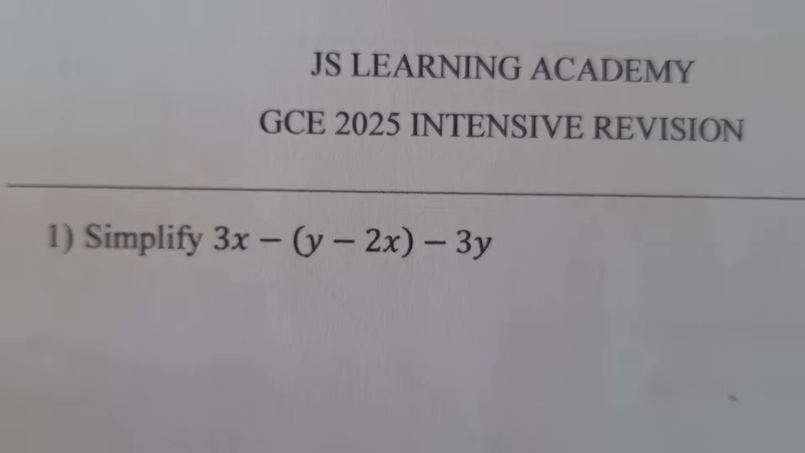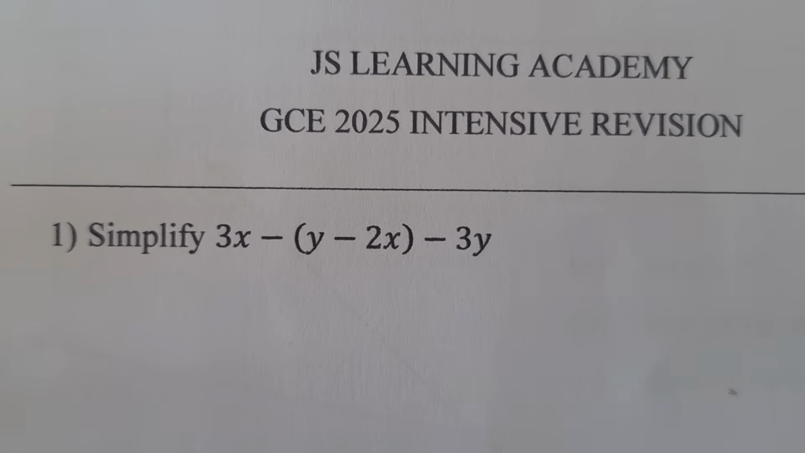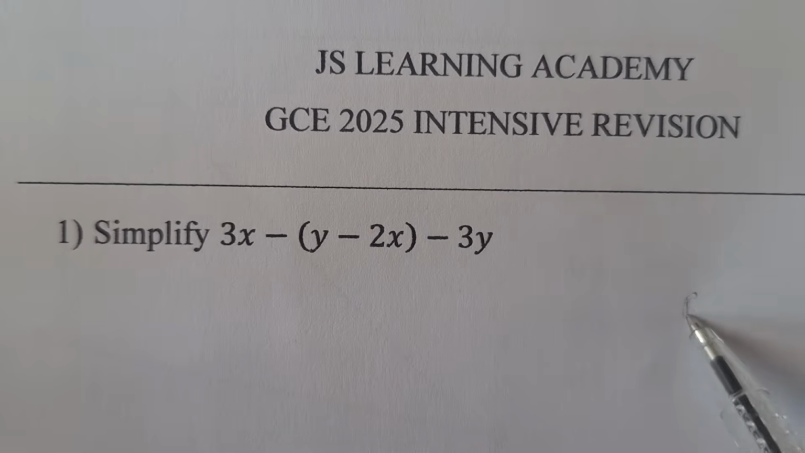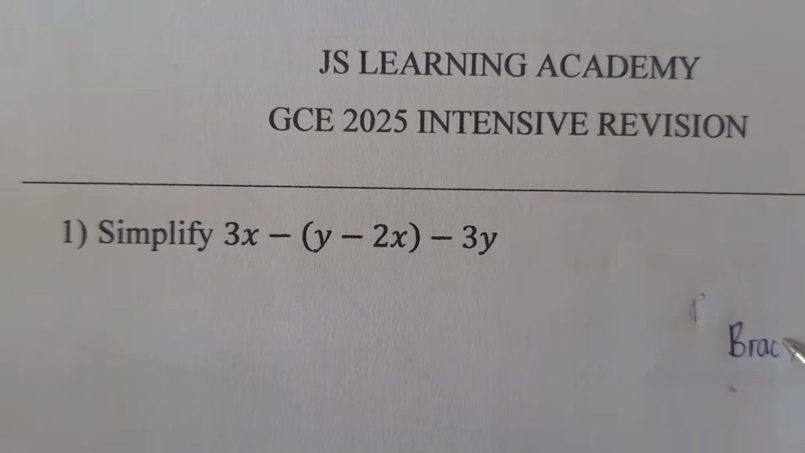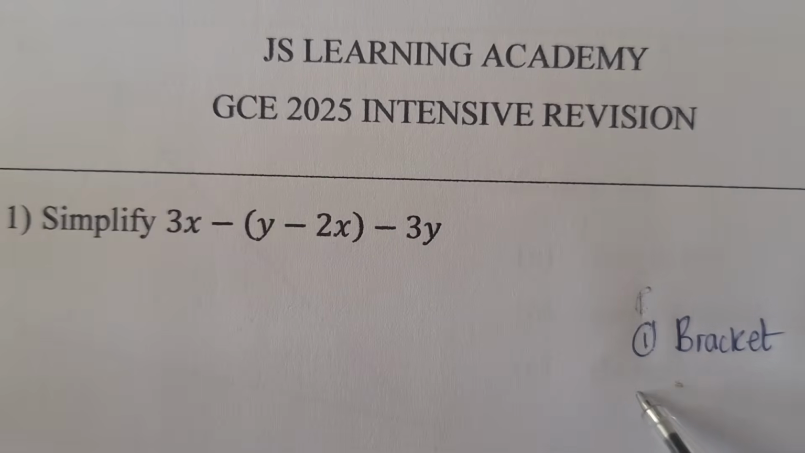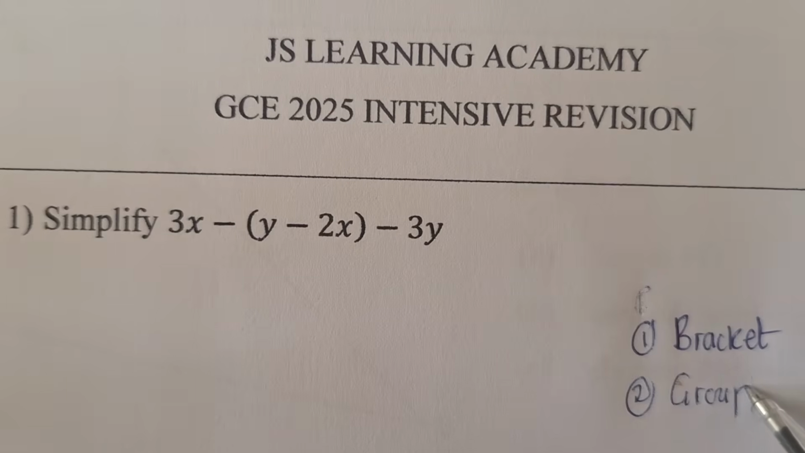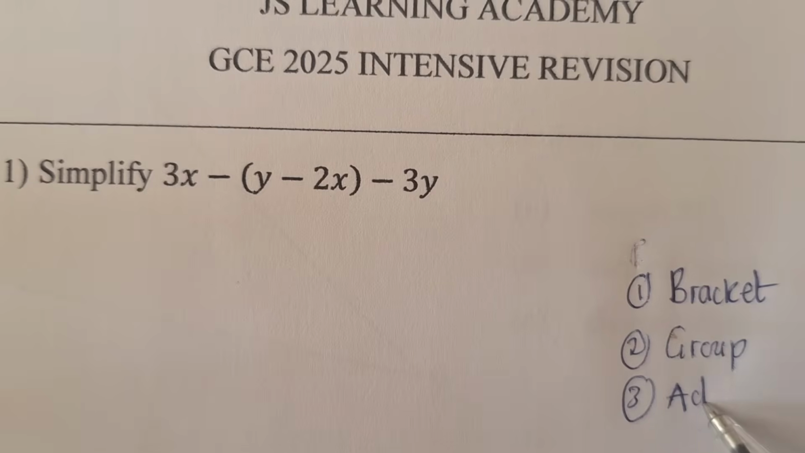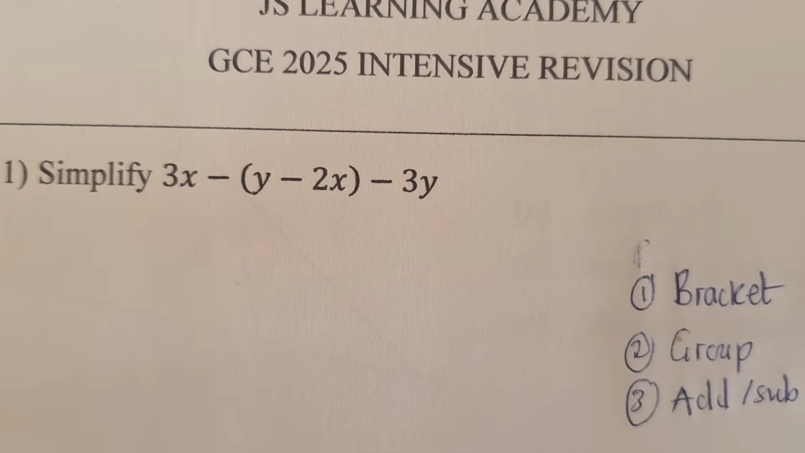All right, so let's look at question 1. For question 1 here, to simplify this, we just need 3 things. We need to get rid of the brackets. So here I will say brackets. After that, that's 1. After that, you group the like terms. After grouping the like terms, 3, you add or subtract. These are the 3 things that you need.